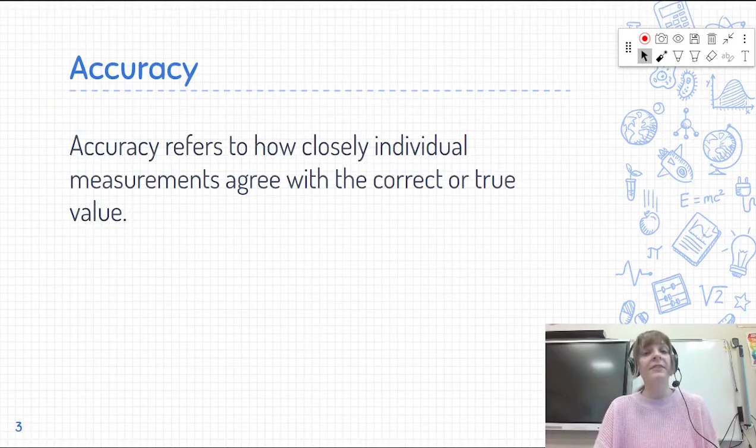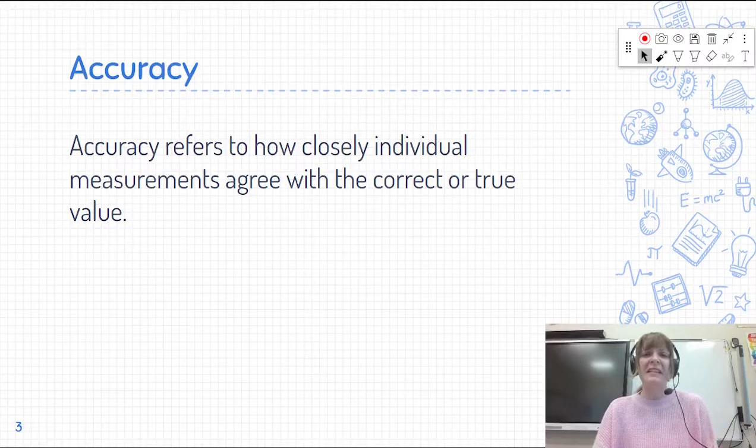So, accuracy refers to how closely individual measurements agree with the correct or true value. In this case, we know what the correct value should be, and we have a target, right? We know what we're aiming for. So, if our data is not agreeing with the true value, the value that we know, then we know that our data is not accurate.